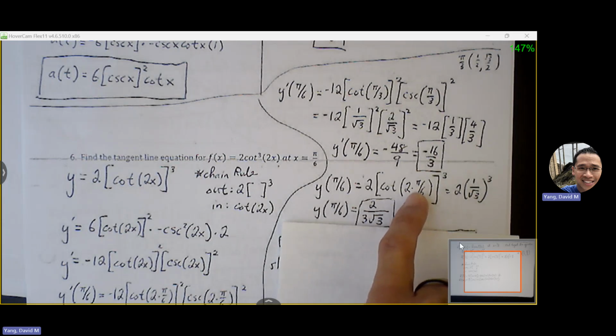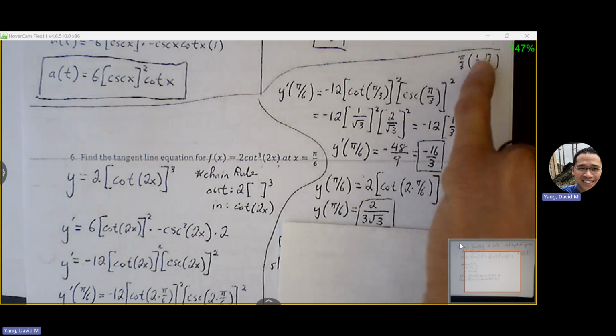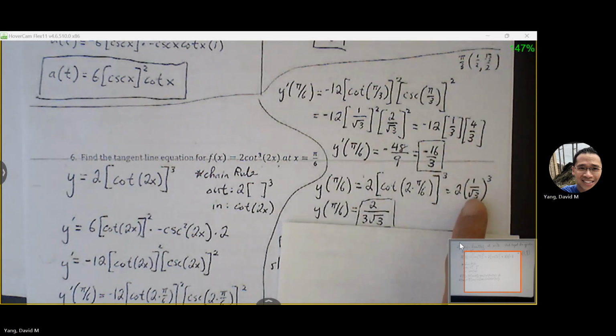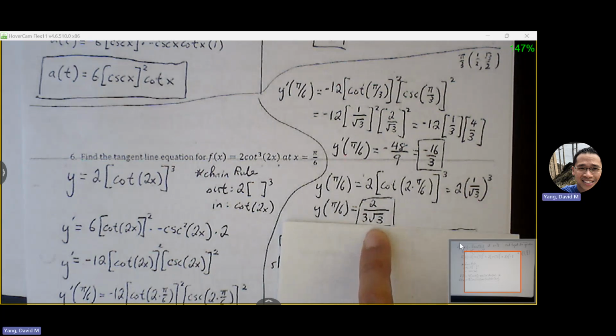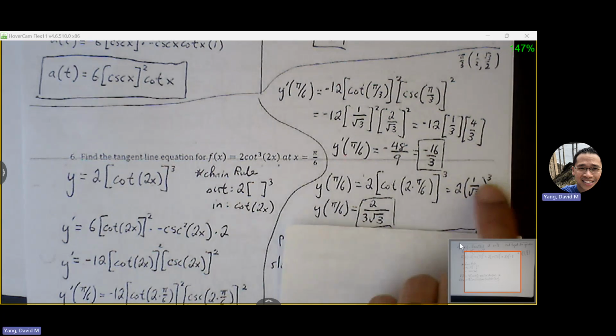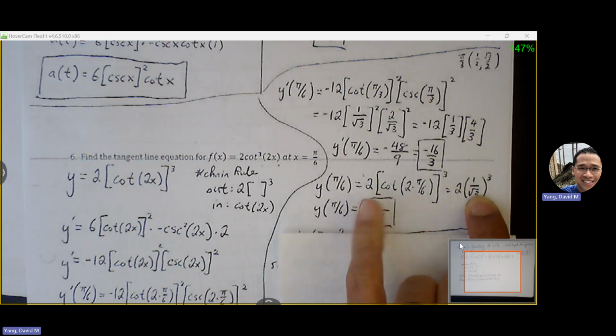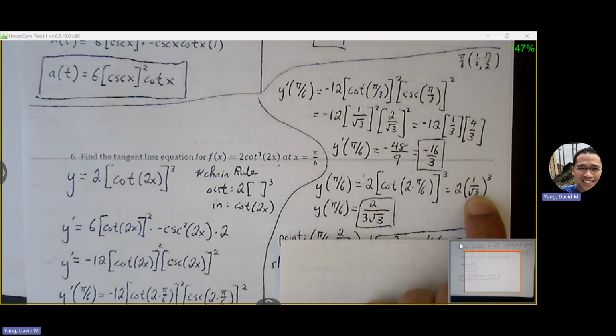We know that cotangent is x over y, so 1 over root 3. Clean that up. My ordered pair is 2 over 3 root 3. Root 3 cubed is just root 3 times root 3 times root 3. 2 of the root 3s will combine to be 3, and the other root 3 will stay, so 2 over 3 times root 3.